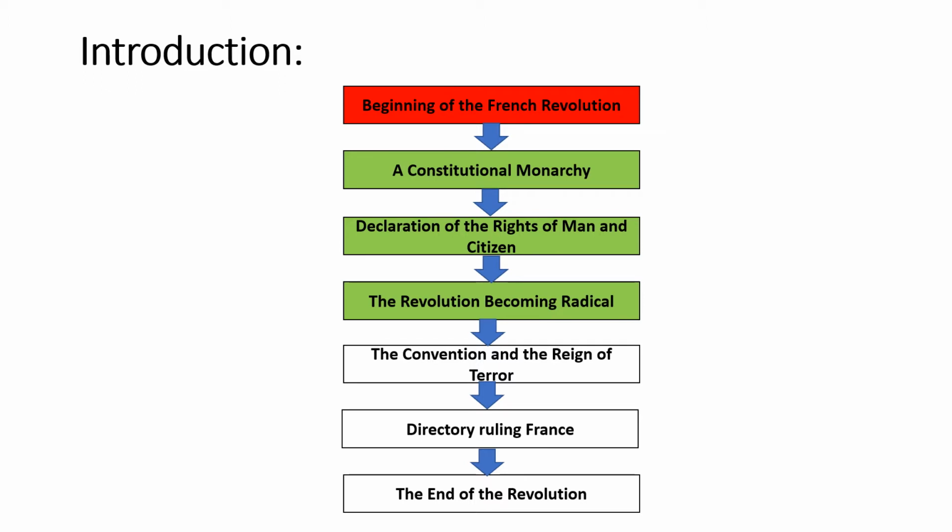In this video, we will discuss the following events. They are France becoming a constitutional monarchy, the declaration of the rights of man and citizen, the French Revolution becoming more radical, and the rise of Jacobins. So, let's begin now.